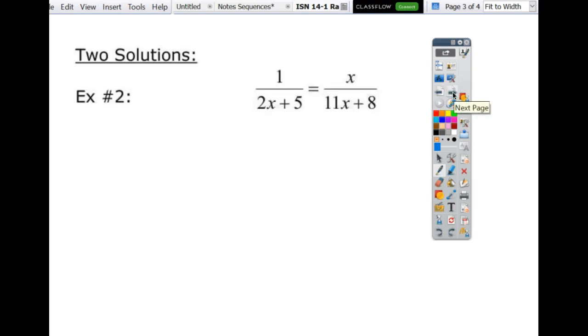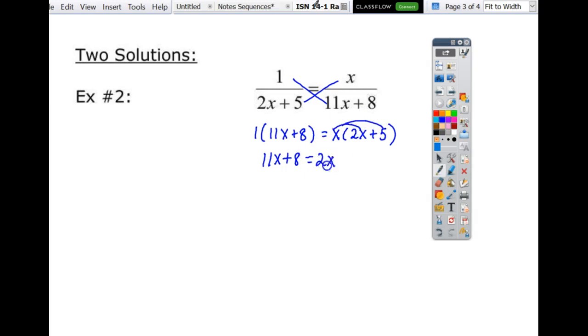So again, I have a rational equation, so I'm going to cross multiply. So when I do that, I get 1 times 11x plus 8, and x times 2x plus 5. So when I distribute, I have 11x plus 8 equals 2x squared plus 5x.